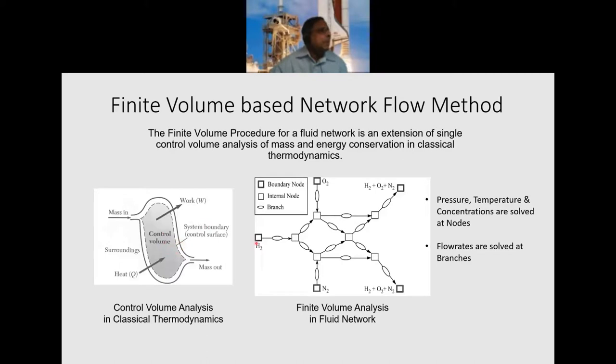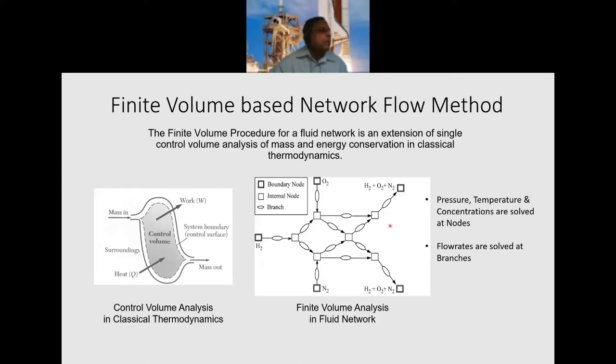The network flow is an extension of this control volume. Now you have multiple control volumes. Each node you can think of as a control volume, and each node is connected by a branch. In thermodynamics, we assume the flow rate is known, but in real life you don't know the flow rate, so we have to solve for it. So it's a computational thermofluid dynamics problem. You have to solve the mass and energy as well as the momentum conservation equations.